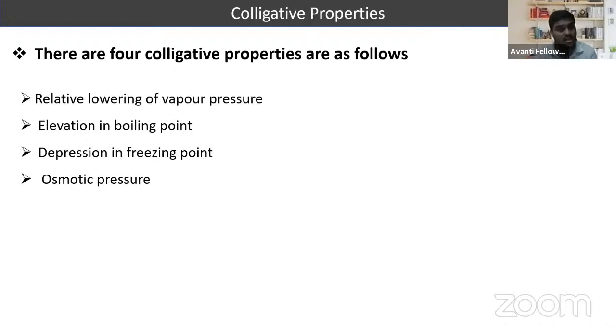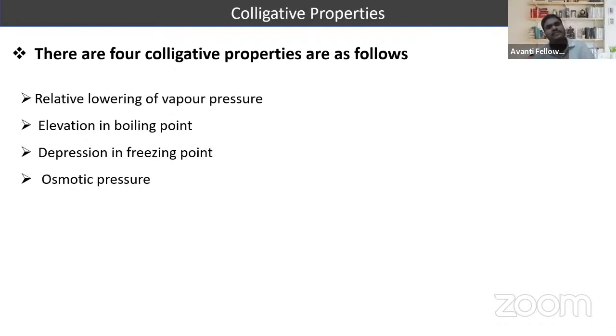Elevation in boiling point is a colligative property, but what about the boiling point only? Boiling point is not a colligative property, because colligative properties depend upon the number of solute particles. Elevation in boiling point depends on whether we add solute or decrease the number of solute, but the boiling point itself isn't affected by this. So the elevation in boiling point is a colligative property.